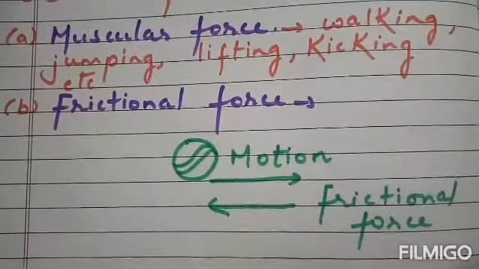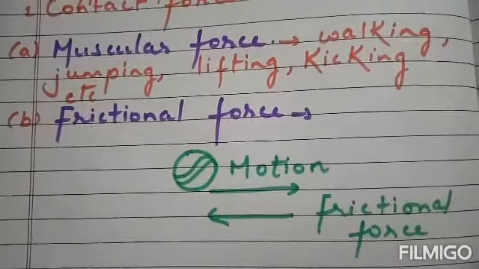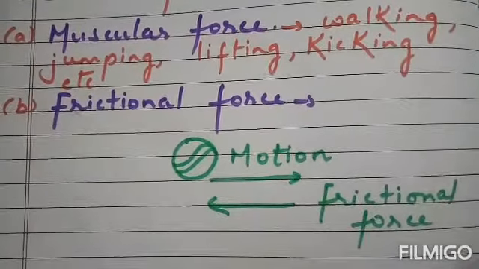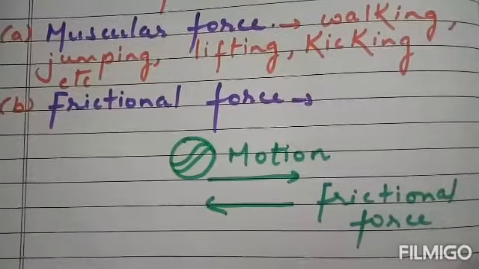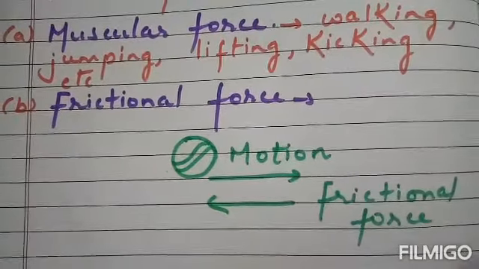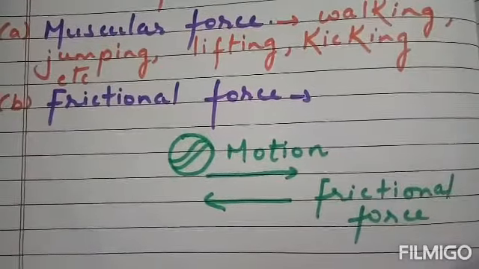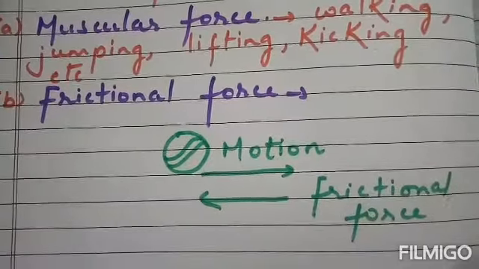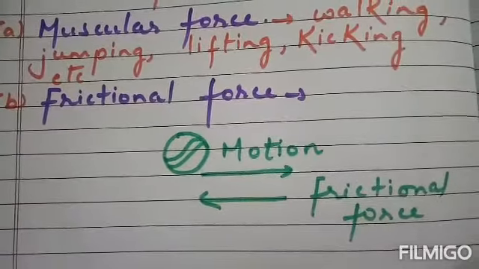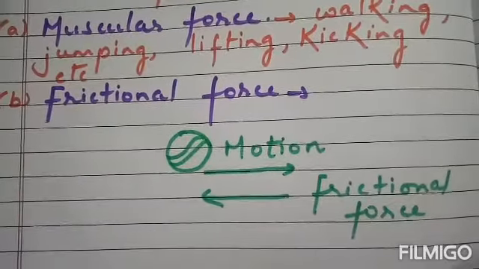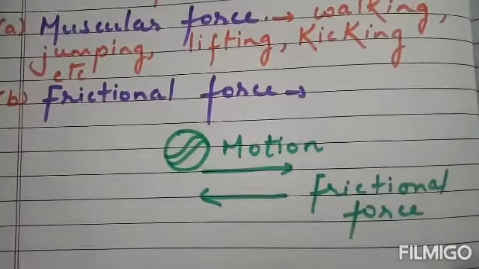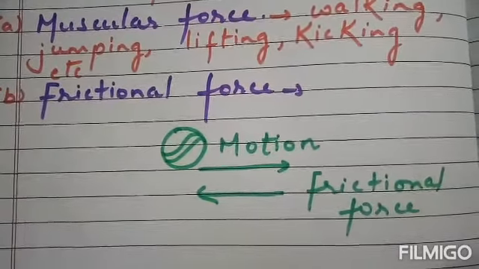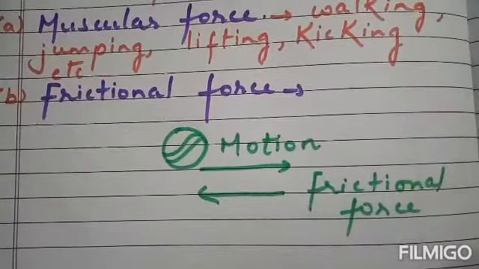Now the second type of contact force is frictional force. Now let us take an example. When you roll a ball on the ground, it stops after rolling some distance. Why does this happen? This happens because of the force of friction. Friction is the force that stops or slows down a moving object. The ball comes to rest because of friction between the ground and the ball.